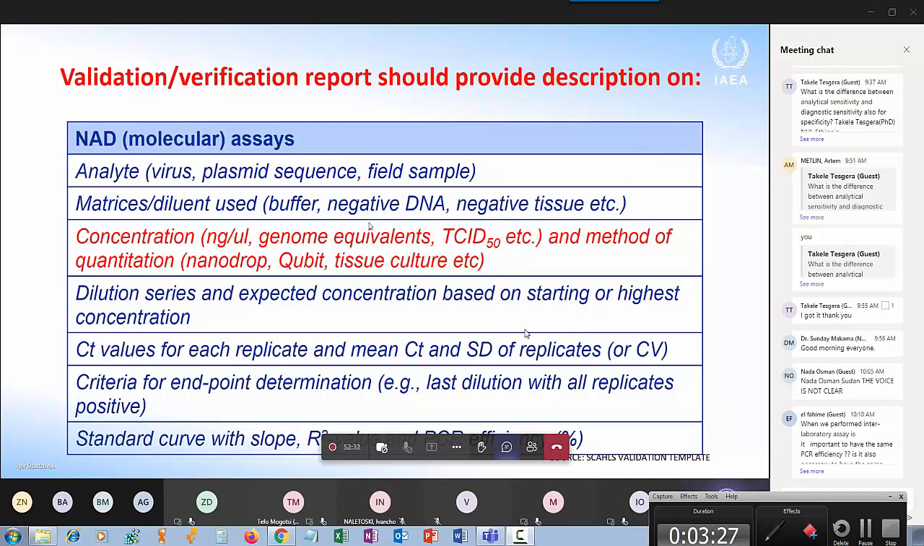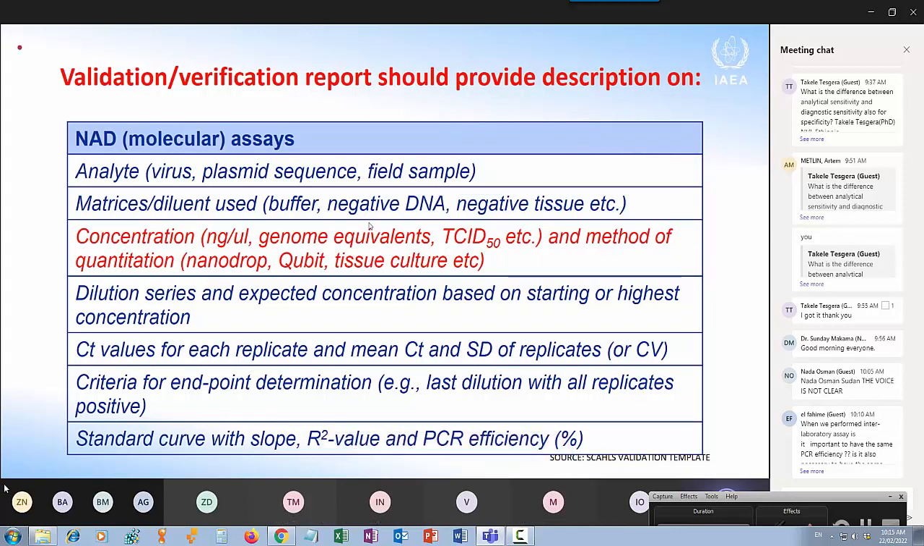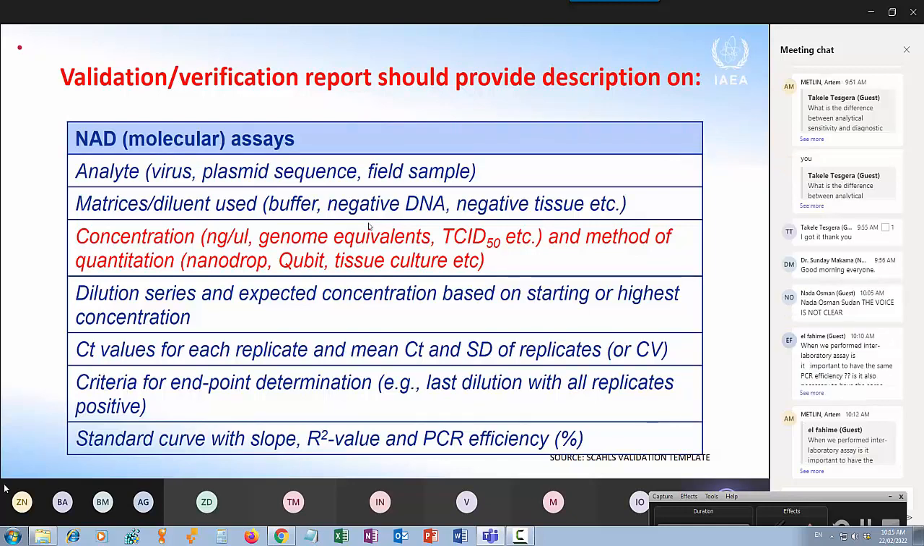At the end, just to summarize what parameters we should describe when we perform the verification and prepare the verification report for molecular nucleic acid detection test assays. We should describe the analyte used, so the virus, the plasmid sequence, or the field sample if it's in question. Then the matrices and diluents used, so buffers, negative DNA, negative tissue extracts, etc.